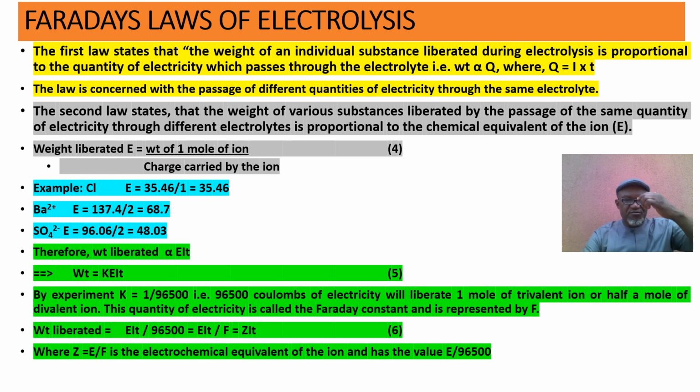Therefore, we have weight liberated is equal to a constant multiplied by E multiplied by I multiplied by T. And by experiment, this constant is equal to 1 over 96500. That is the coulombs. Therefore, we have weight liberated equal to E multiplied by I multiplied by T all over 96500. And that is equal to Z multiplied by I multiplied by T, where Z is equal to E over F.